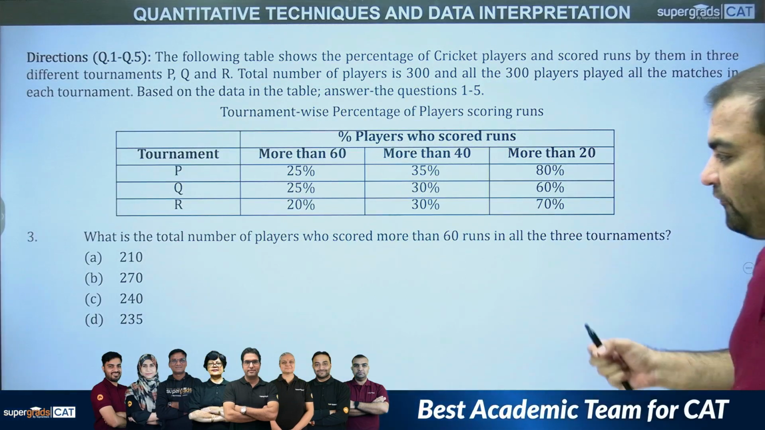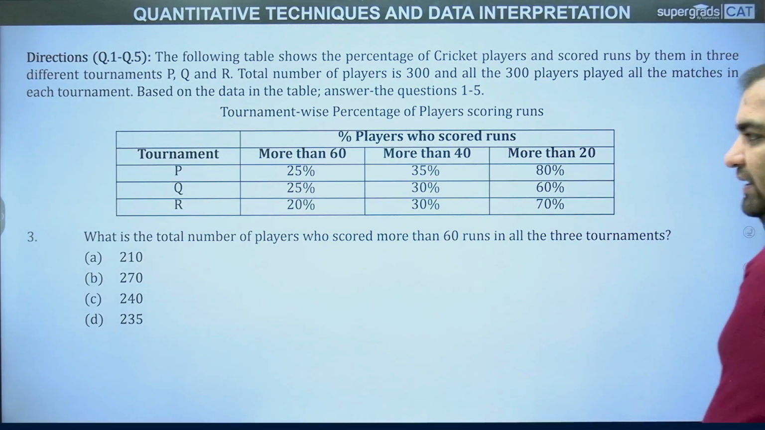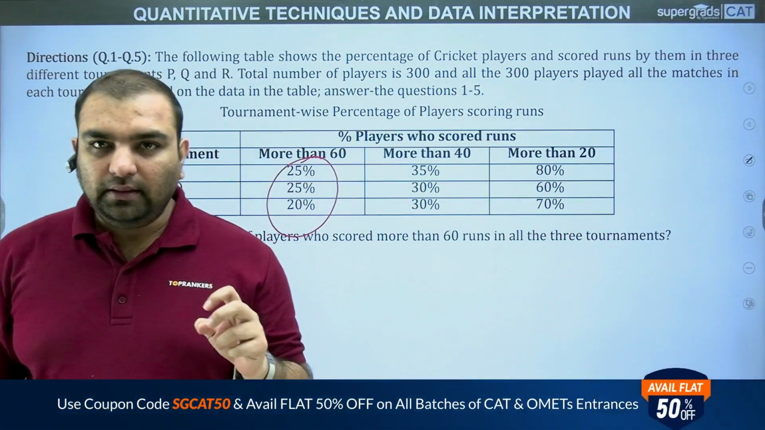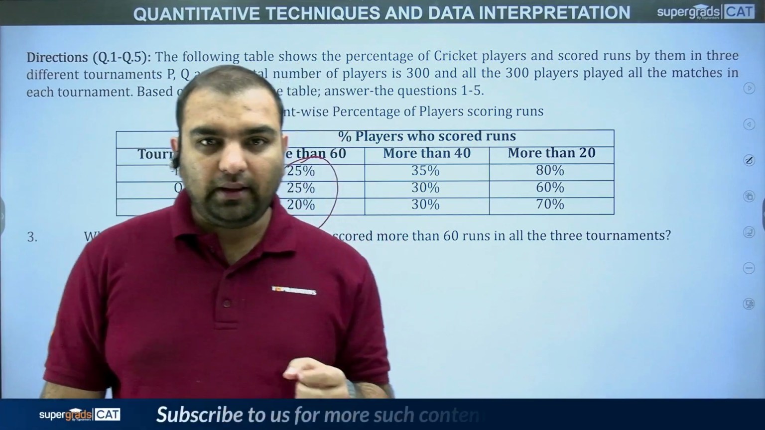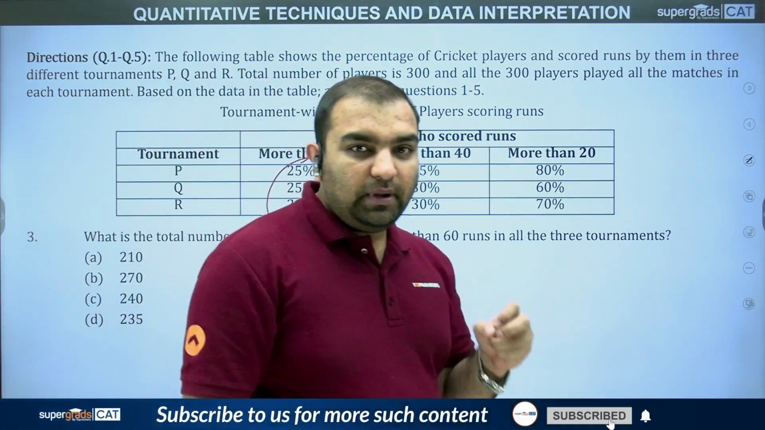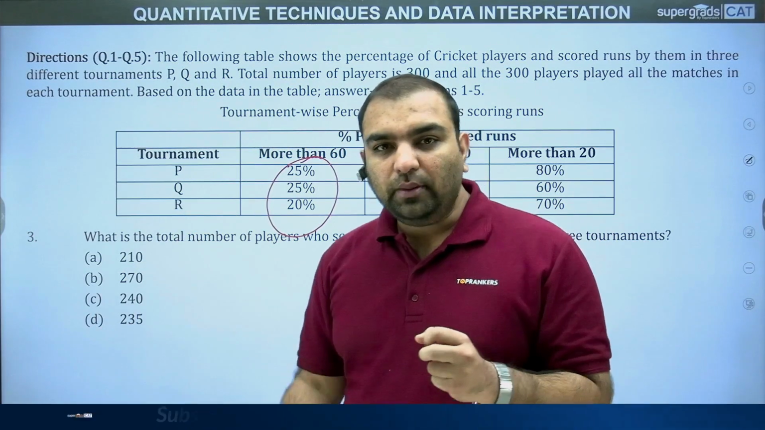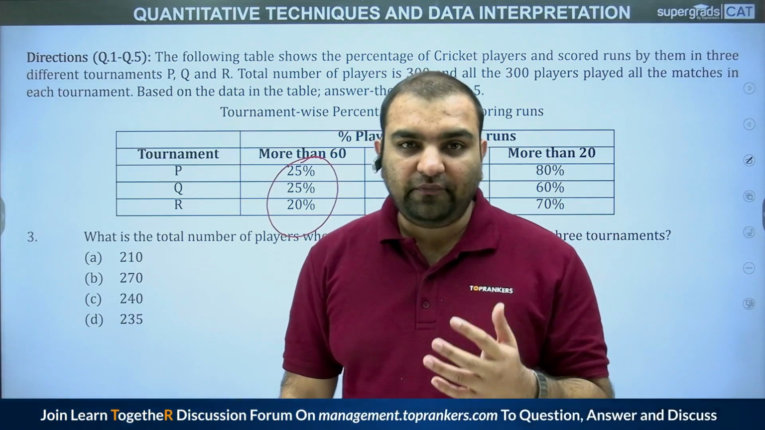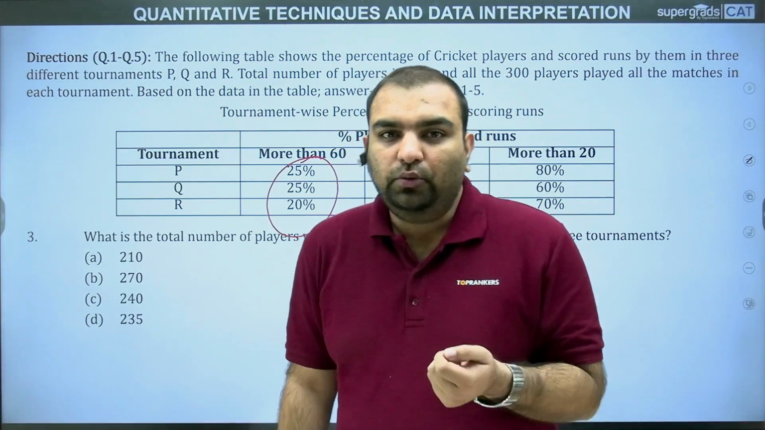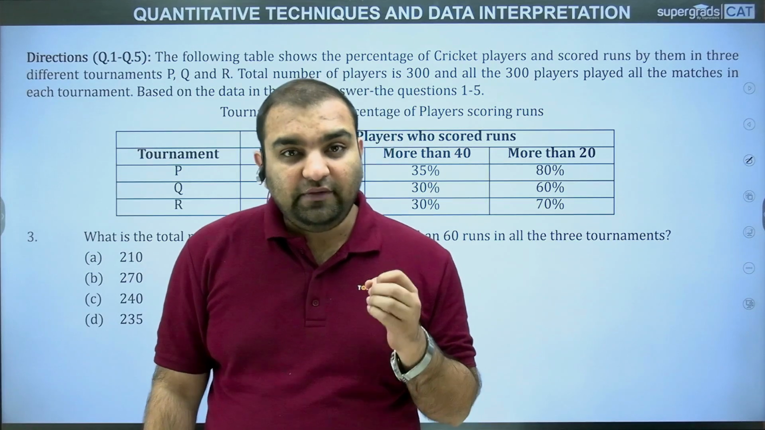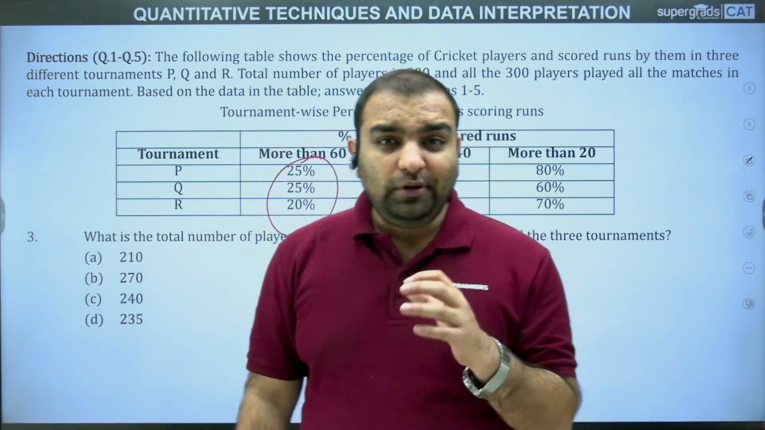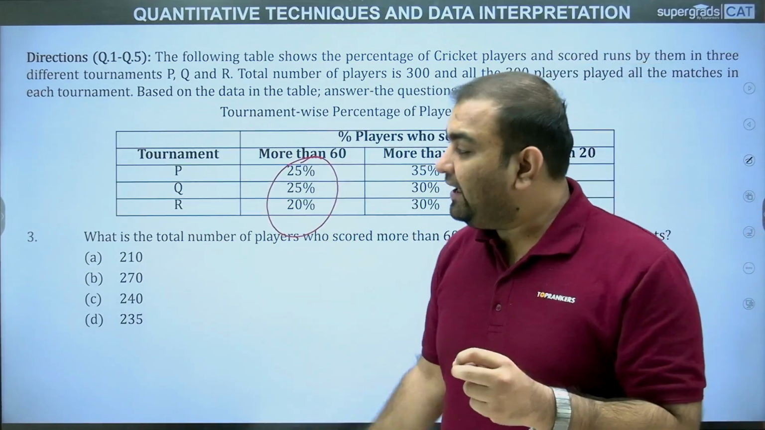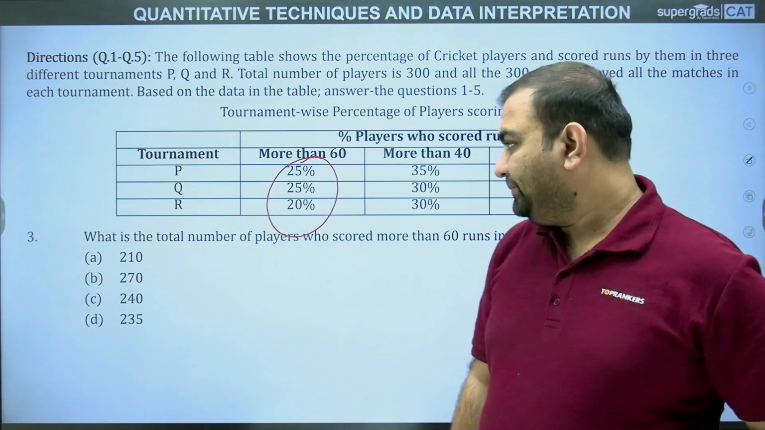What is the total number of players who scored more than 60 runs in all the three formats? You might ask me, sir, why are we able to directly add percentages? The only simple reason is because in all the tournaments there are 300 persons only. If the number of persons had been different, then we would have calculated their values. But since the number of persons is the same in every tournament, we need not calculate their individual values. We can directly add them because the base of each and every tournament is the same, which is 300.